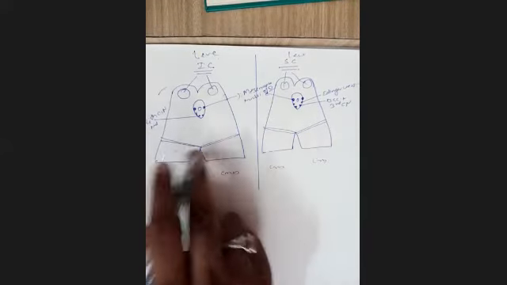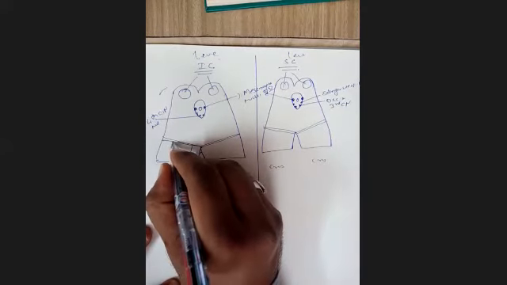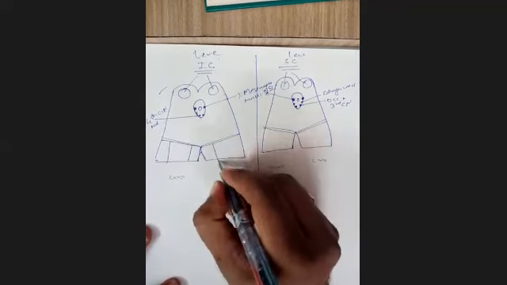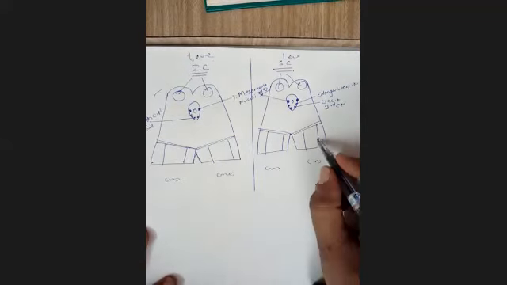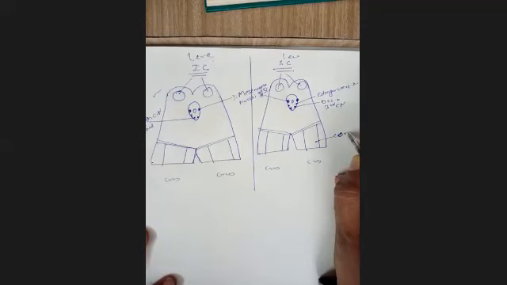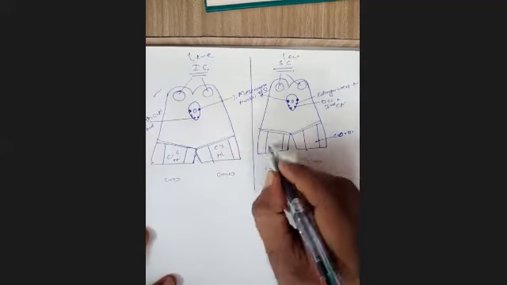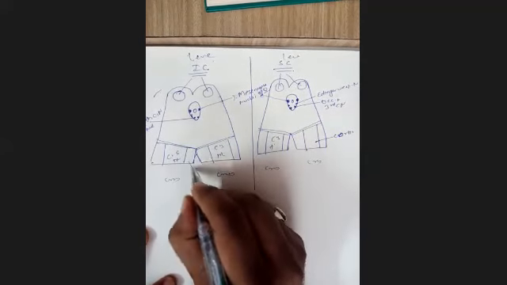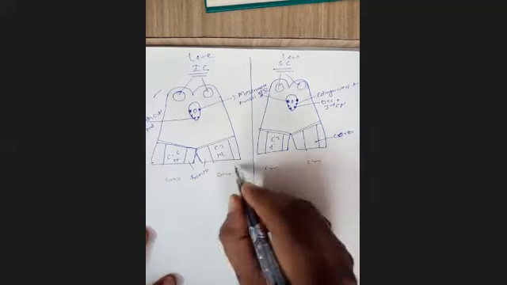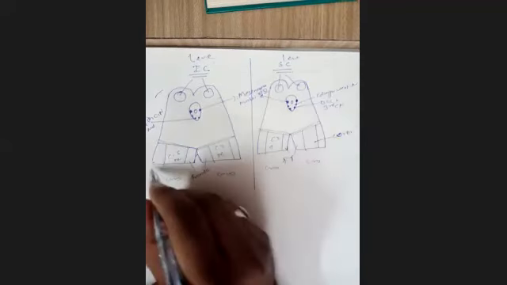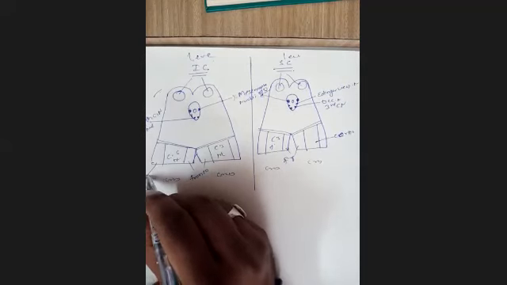Then in the crus, going down in the middle two-thirds on all the sides, the majority of fibers are the corticospinal tracts. On the medial side are the frontopontine fibers, and on the lateral side are the temporopontine and occipitopontine fibers.